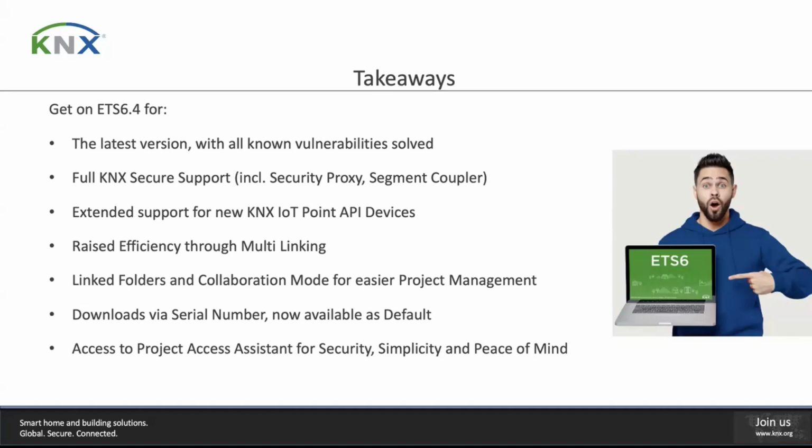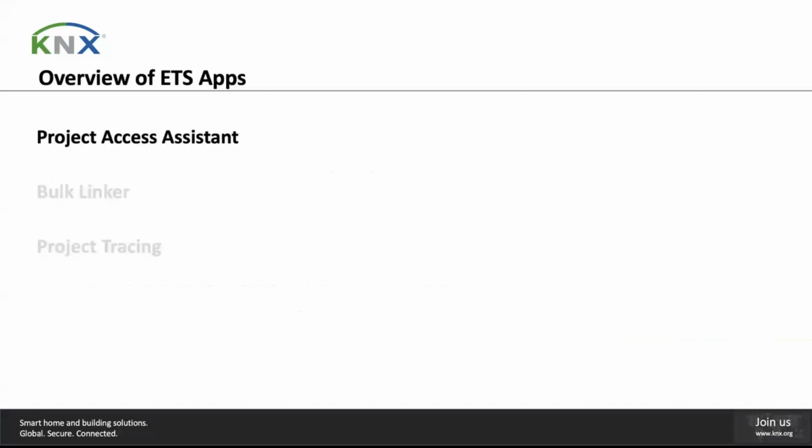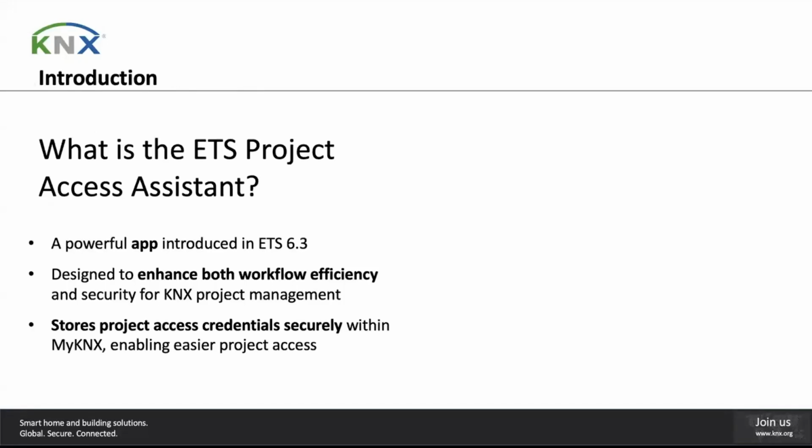Now, I haven't actually talked about that, but we're going to talk about it in the next bit, which is an overview of some ETS apps. So let's look at that first one, the project access assistant. So what is it? It's a new app introduced in ETS 6.3. It was designed to enhance workflow efficiency and security. So as we do projects with KNX Secure, those projects have to be password protected. But of course, every password you put in, you're going to need to store somewhere and also use.